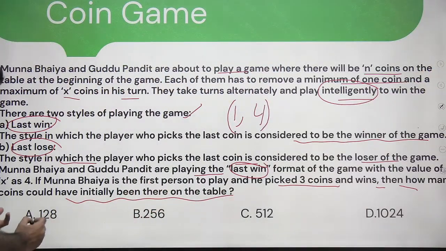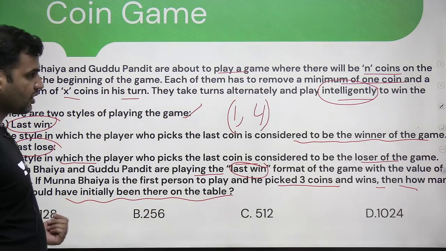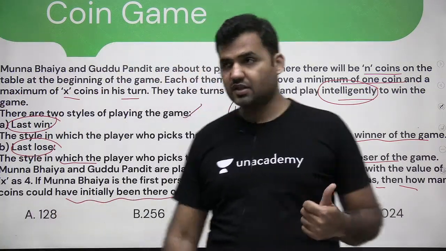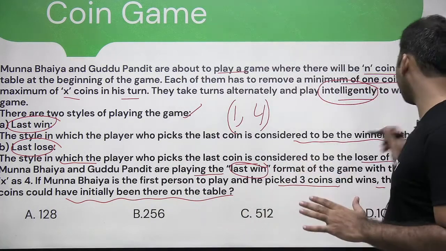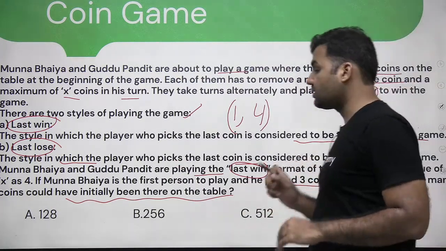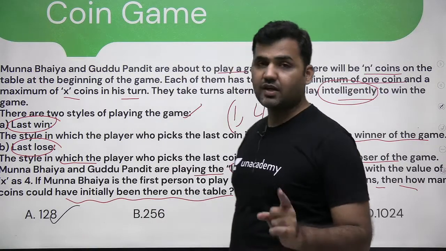So the answer to this question would be option A, because if 128 coins are present on the table and Munna is picking 3 coins, you'll be left with 125, and that is a multiple of 5k, so that would be the answer.